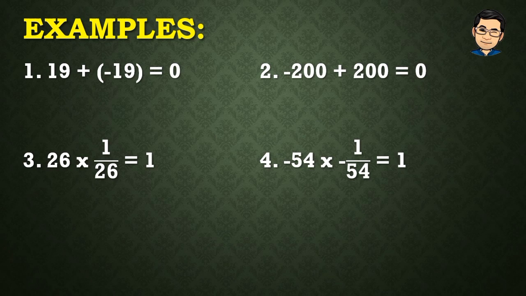So, dito, 26 and 26 makakancel. So, kaya 1 equals 1. Dito naman, negative 54 saka negative 54, makakancel yan. So, 1 equals 1. So, may negative po doon. Remember, negative times negative is positive.